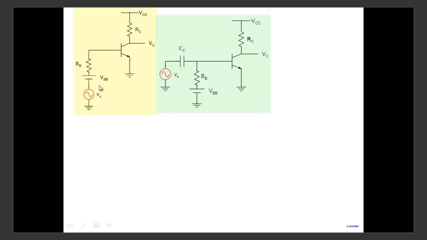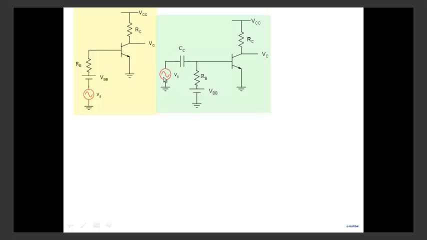Because for amplification, remember what we want? We want this entire signal to appear across the base emitter junction here. Amplifiers work because the signal modifies the base emitter voltage, which modifies the collector current, and then modification in collector current results in modification of this voltage here. So your whole goal is that the entire signal that you see here should appear across the base emitter junction. And with that in mind, we separated the path of the signal and we attached it here.